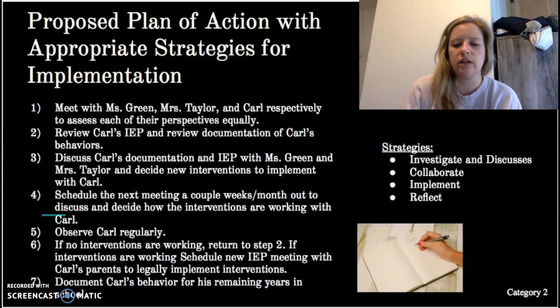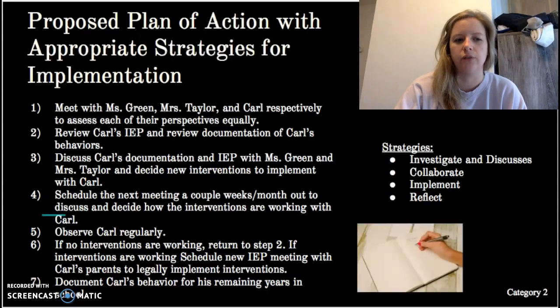And the last thing is document Carl's behavior moving forward. What works, what doesn't work, what needs to be changed year to year, month to month, and just see how Carl's doing and provide the best education for him in that regard.